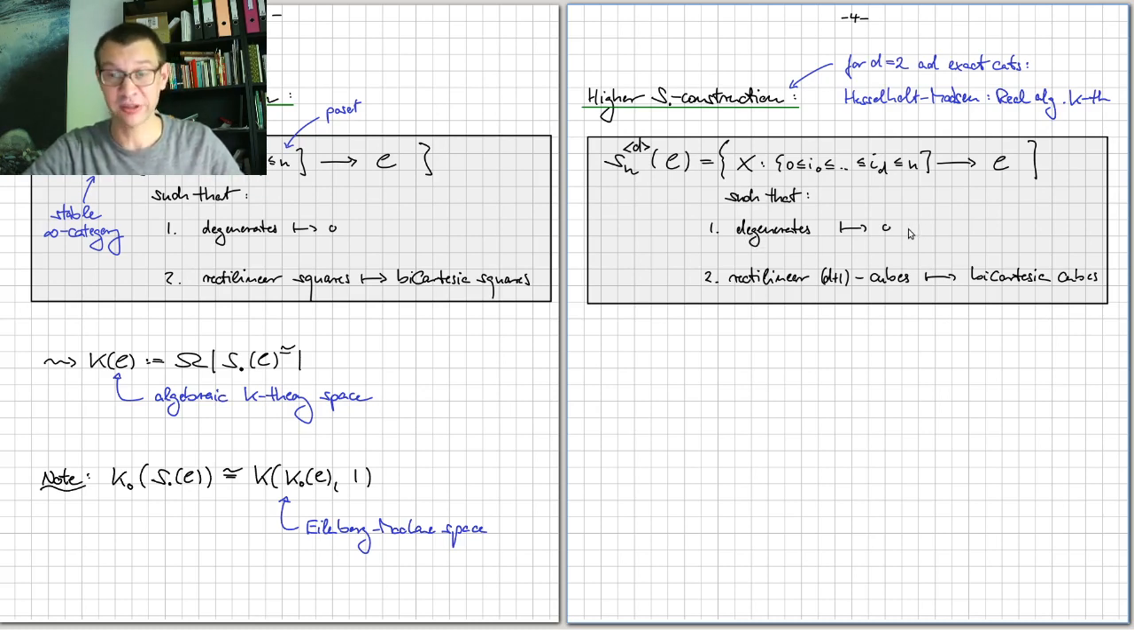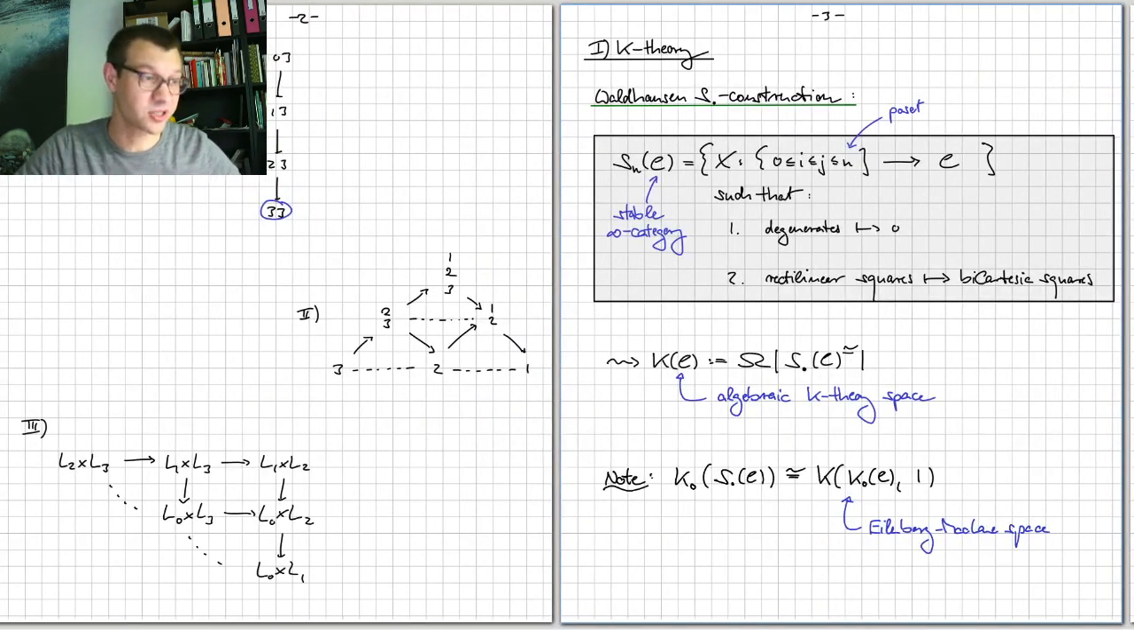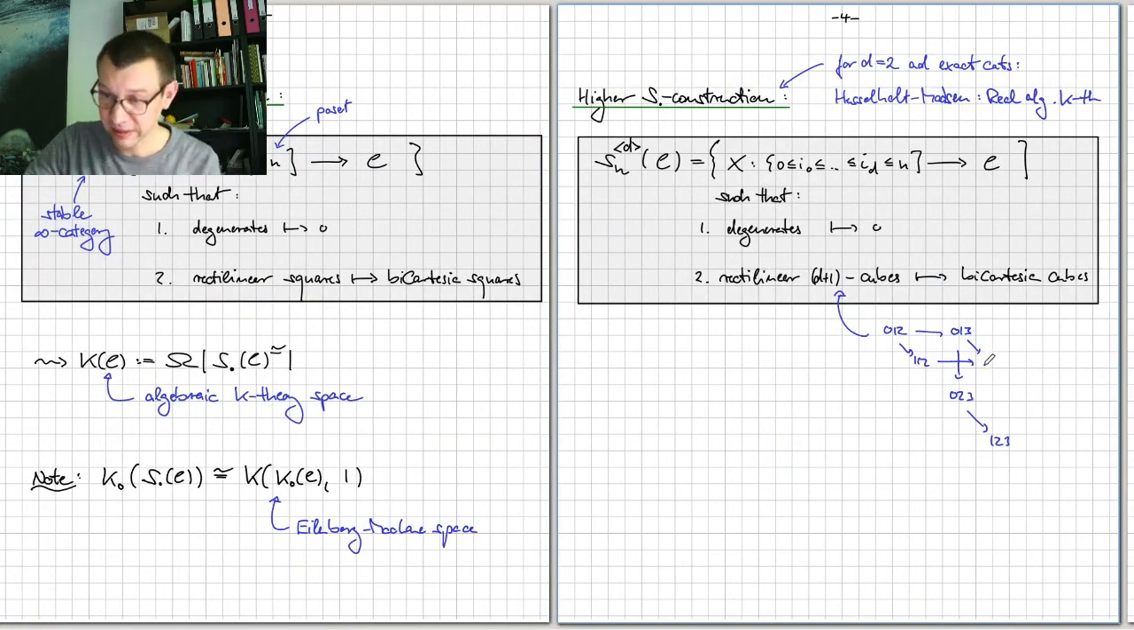So the first analog is that degenerates go to 0. And the second condition is that now rectilinear cubes of a certain dimension go to bicartesian cubes. So how do these bicartesian cubes look in this situation? Well, let me just draw you an example of one of them. We should get a three-dimensional picture because now we have three coordinates, as opposed to the 2 coordinates which we drew in the plane here. And this is how it looks.